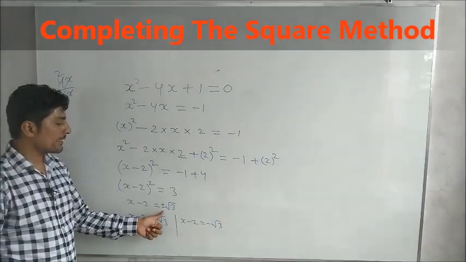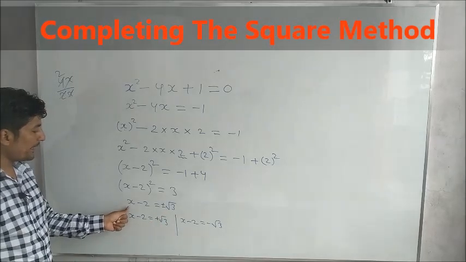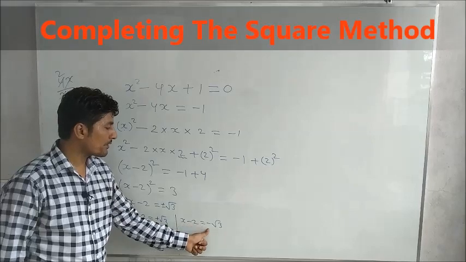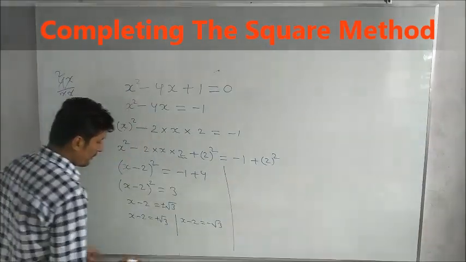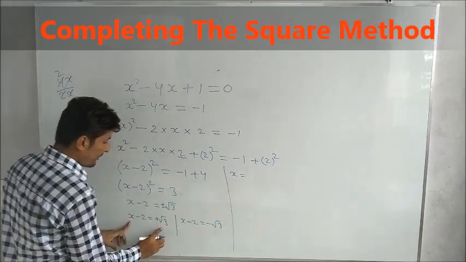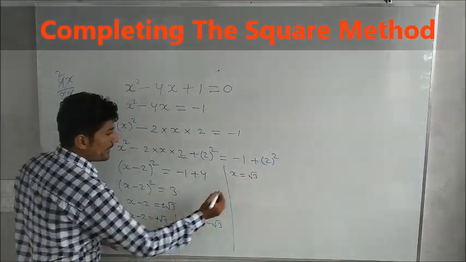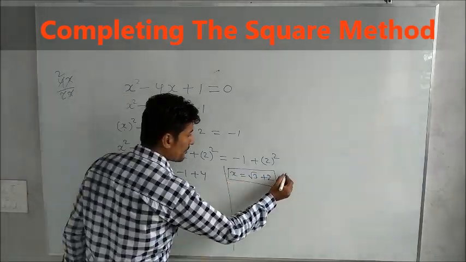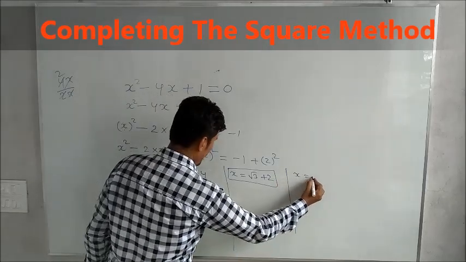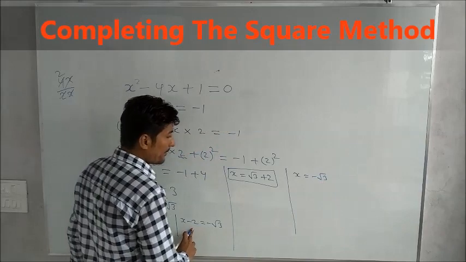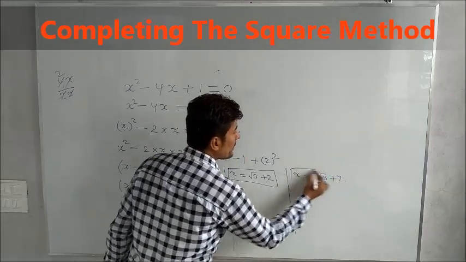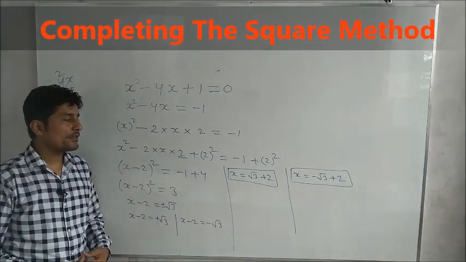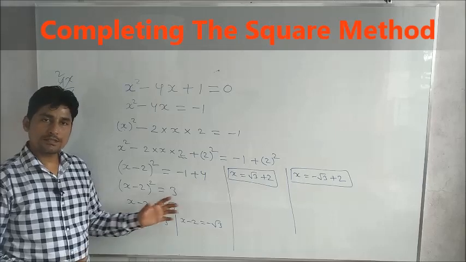Since we are having two terms, plus and minus root 3, first we write x minus 2 equals plus root 3, then the second time we write x minus 2 equals minus root 3. Now let us see the solution. x will be as it is, equals plus root 3, and now we can write plus 2. So this is the very first root. Now we can solve this part also. x equals minus root 3, and here we are having minus 2, so this can be written as plus 2. So this is the second root. First root is root 3 plus 2, second root is minus root 3 plus 2. So this is the solution.